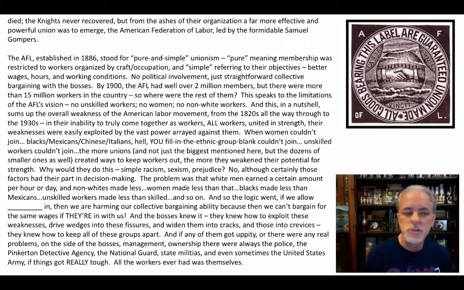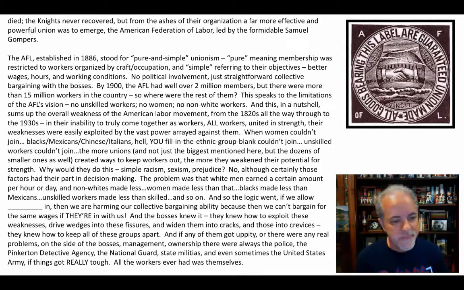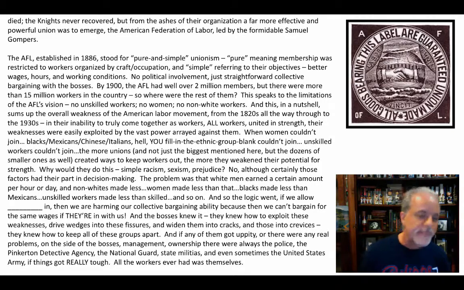When women couldn't join, blacks, Mexicans, Chinese, Italians, hell, you fill in the ethnic group blank, couldn't join. Unskilled workers couldn't join. The more unions, and not just the biggest mentioned here, but the dozens of smaller ones as well, created ways to keep workers out, the more they weakened their potential for strength. Why would they do this? Simple racism, sexism, prejudice? No. Although certainly those factors had their part in decision making.